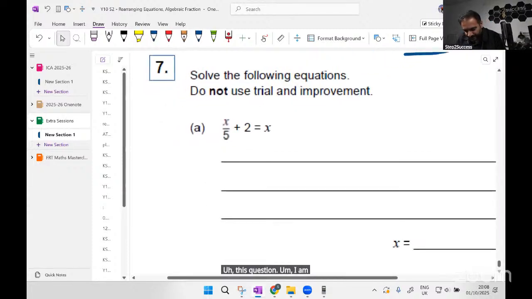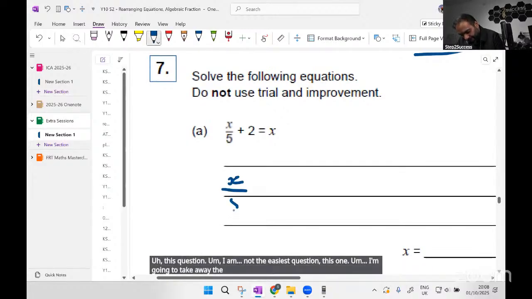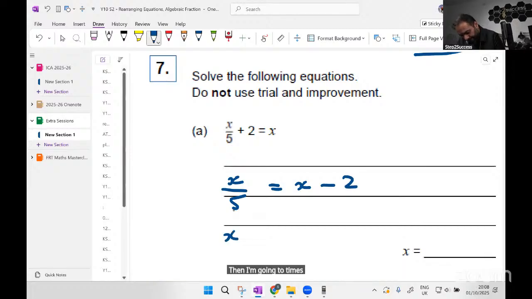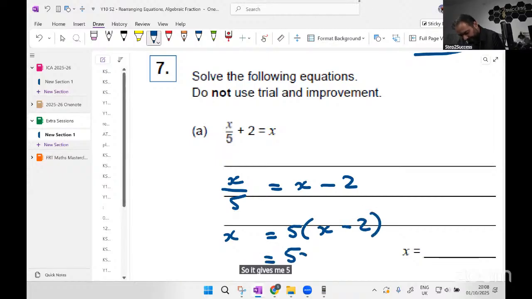This question, not the easiest question, this one. I'm going to take away the 2. Then I'm going to times this 5. But when I times the 5, I'm going to times it by everything on the other side. So it gives me 5x minus 10. And then from here, it's easier to solve.